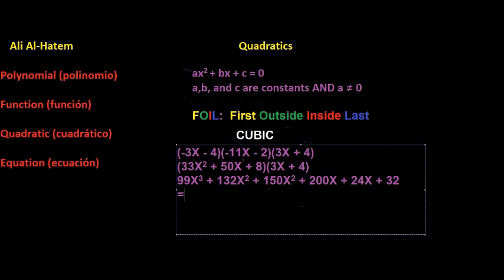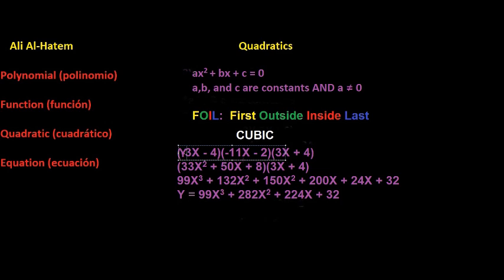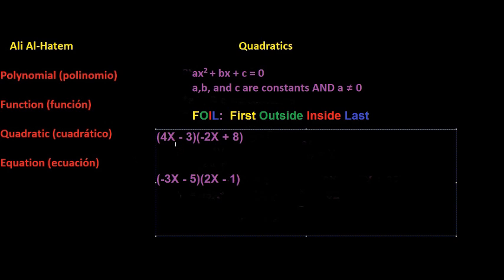Simplifying that, we should get 99x cubed plus 282x squared plus 224x plus 32. And let's set this equal to y, and so we can call this a cubic function. Let's try a couple of practice questions. Pause the video and try solving or expanding into the quadratic forms.